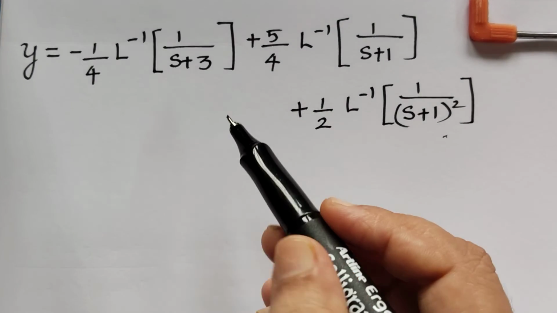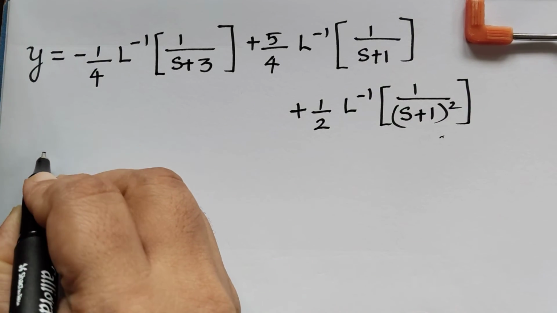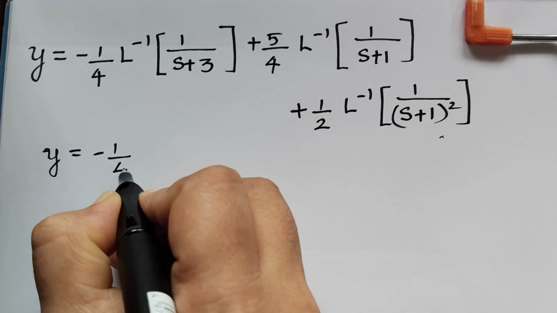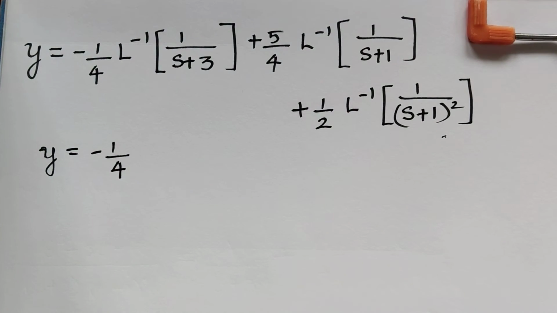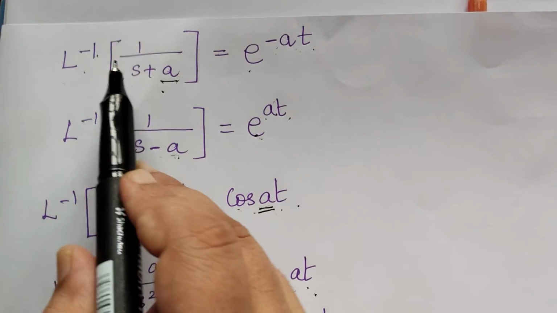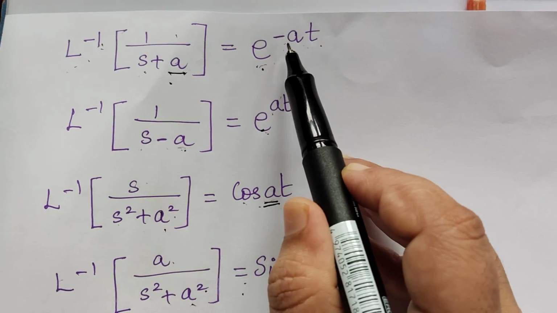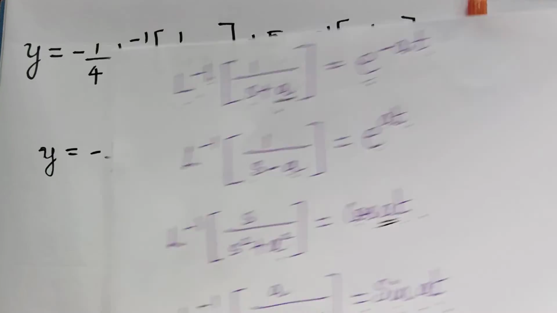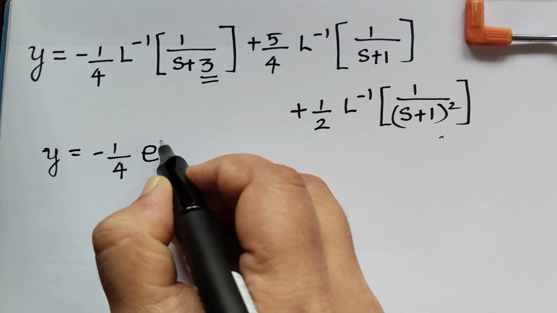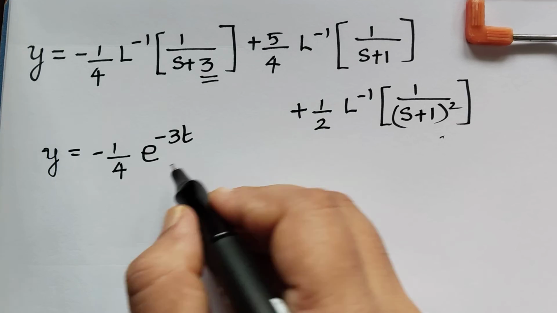Now here we shall apply the Laplace inverse transform of these terms. So y will be equal to negative 1 by 4. What is Laplace inverse of 1 by s plus a? So Laplace inverse of 1 by s plus a is e to the power minus at. So here the value of a is what? 3. So e to the power minus 3t will be the answer for this.